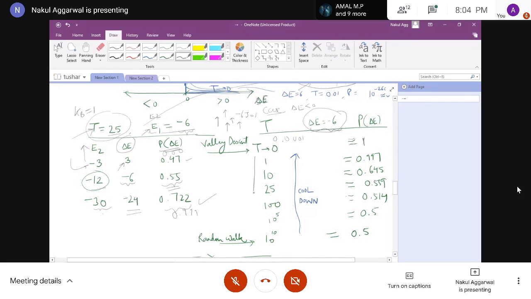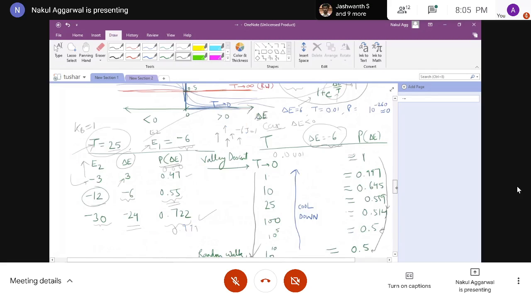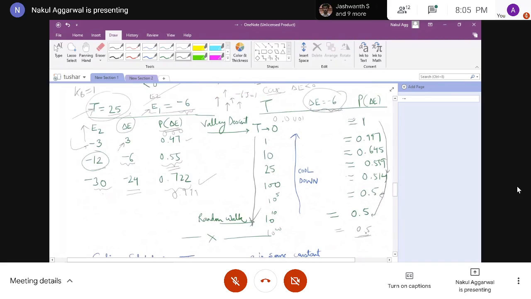Now, if you increase the temperature from 1, 10, 25, 100, 10 raised to power 5, 10 raised to power 10, you see that the value of the probability keeps on decreasing until it reaches a fixed value, 0.5. So even if you go beyond 10 raised to power 20, this value is hit. This is 0.5 because this entire thing will essentially become 1. So the probability becomes 0.5, irrespective of delta E.